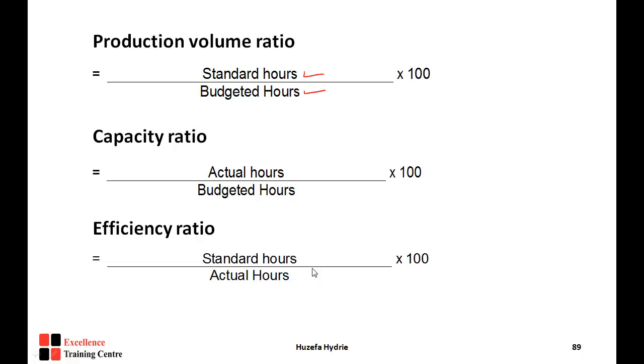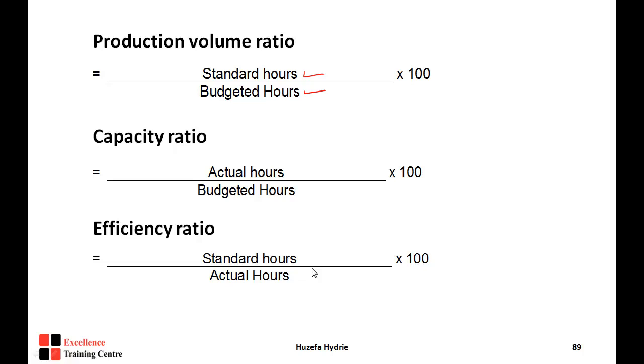Now, I'll give you two figures. I made a budget at the start of the year that one unit should take 2 hours per unit. Okay? One unit should take 2 hours per unit. And my budgeted production is 1,000 units. So what is my budgeted hours? 1,000 into 2? 2,000 hours. That is my budgeted hours.